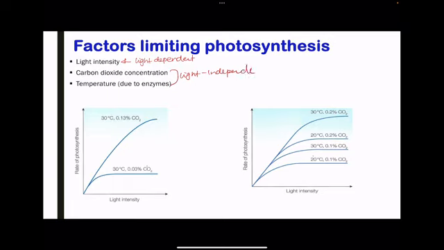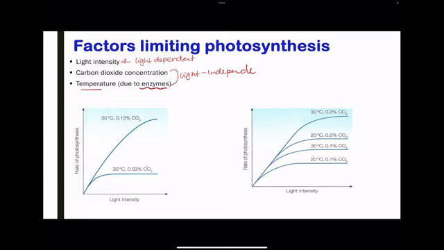So we have to think about carbon dioxide concentration. If it's going to be lower, then the rate at which CO2 is going to be fixed is going to be slower. And that means there is going to be less reactions going on. And temperature is going to affect enzymes, like I've already explained. So here I put 2 graphs.